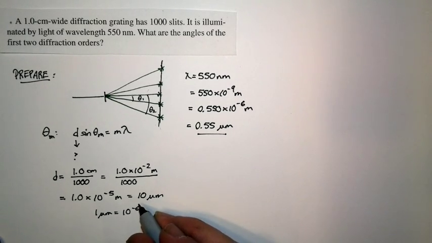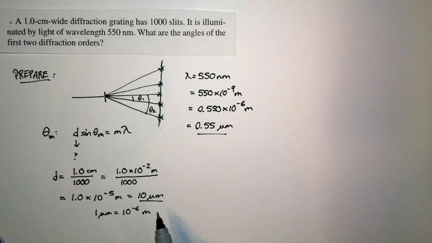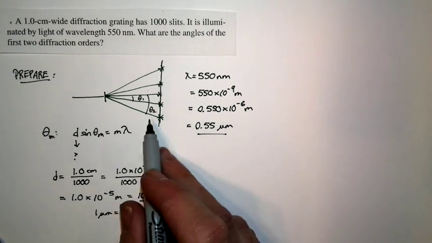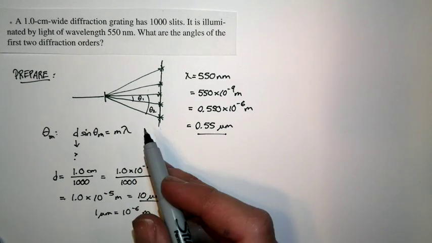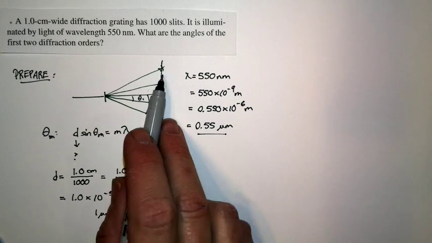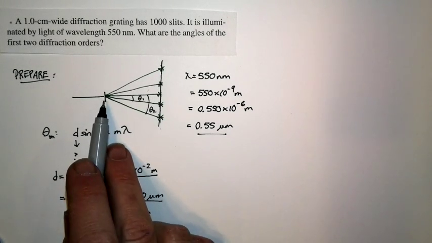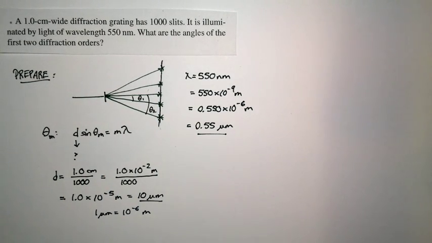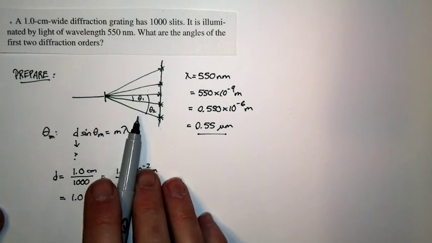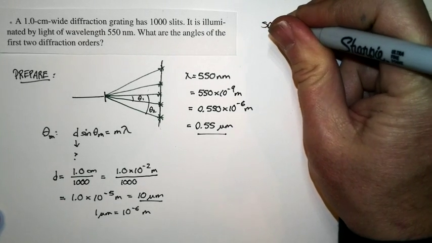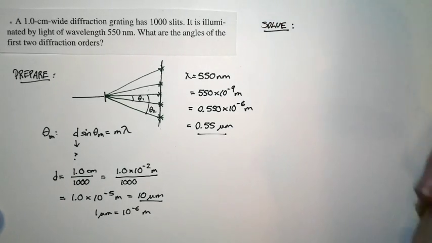The slit spacing is 10 microns. This number is significantly less than this number, and that tells us that the angles in the pattern will be pretty small. If I have a small slit spacing, I get a big spacing of the orders. If I have a big slit spacing, I have a small spacing of the orders. We know this, and so we can use that for our assessment. For our assessment, I expect these numbers to be a couple of degrees or so. Well, let's go ahead and solve and see what we find them to be.